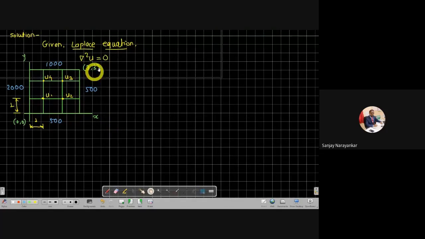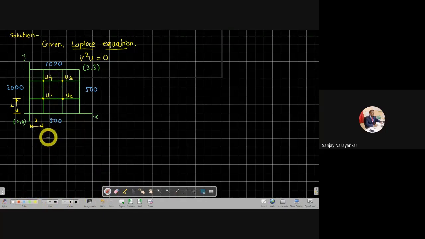You can see that the top layer is subjected to 1000, the bottom to 500, the left to 2000, and the right to 500. So we have this grid system, and for it we have to find a solution. Finding the solution using the Laplace equation means finding u1, u2, u3, u4. So let us find that.